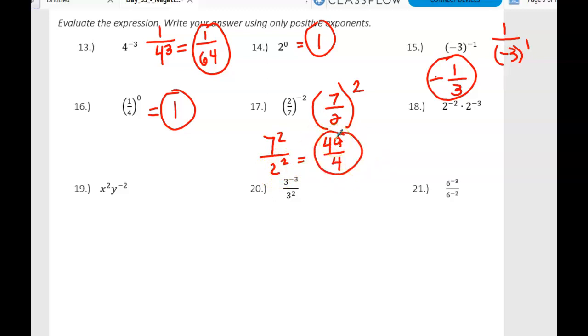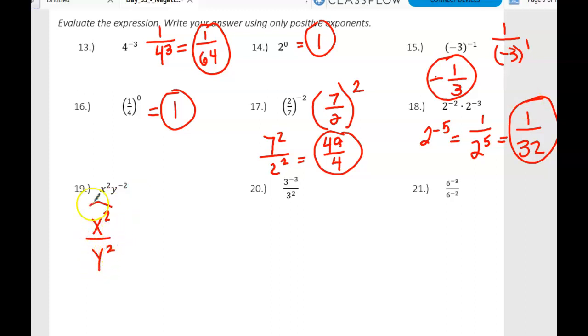Okay, number 18, when we look at 18, we add our exponents, so this is 2 to the negative 5, which is the same as 1/2 to the 5th, which would be 1/32. Okay, 19 is kind of easy. All right, I've got y to the negative 2, so I'm just going to put that in the denominator and make it positive. There's my final answer.